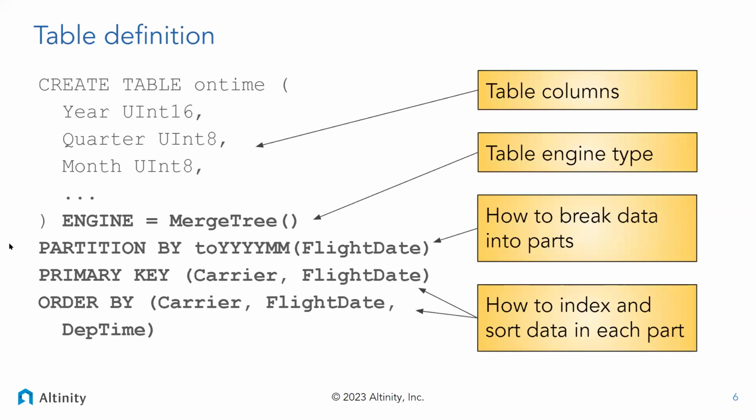MergeTree tables need to have some guidance on how to break the table up into pieces. And this is important because MergeTree tables can be very large. So we need to give ClickHouse a bit of a hint on what's the most obvious way to break this up. So for example, in this particular table, we're breaking up by months. We're also telling ClickHouse how to construct what's called a primary key. We'll look at this in more detail. This is used to locate data. It's basically a sparse index, and then how to order it.